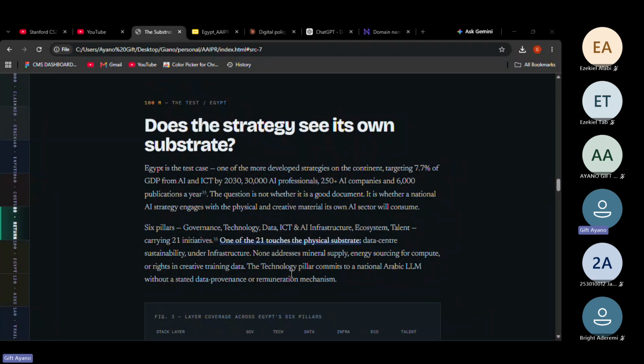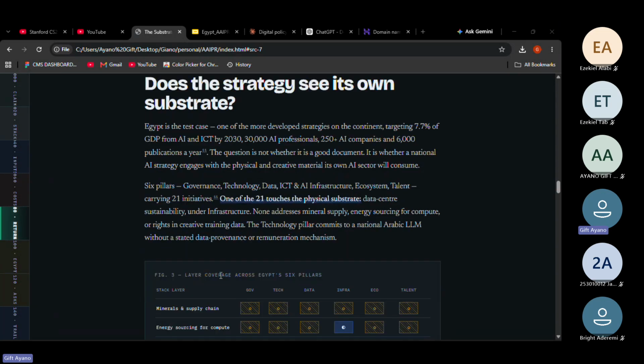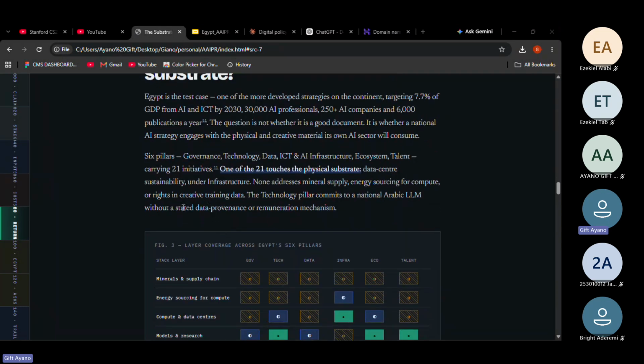So the question is not whether it's a good document, it's whether the AI strategy engages with the physical and creative material in its own AI sectors. It has 6 pillars: data, ICT, AI infrastructure, ecosystem, and talent. And it has 21 initiatives. One of the initiatives is data center sustainability under infrastructure. None addresses mineral supply, energy sourcing for compute, or rights in creative training data. The technology pillar commits to the national Arabic LLM without a stated data provenance or remuneration mechanism.